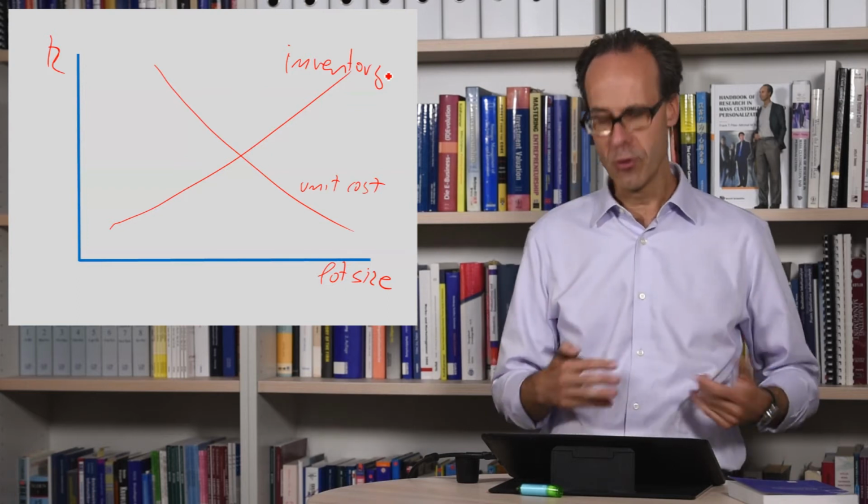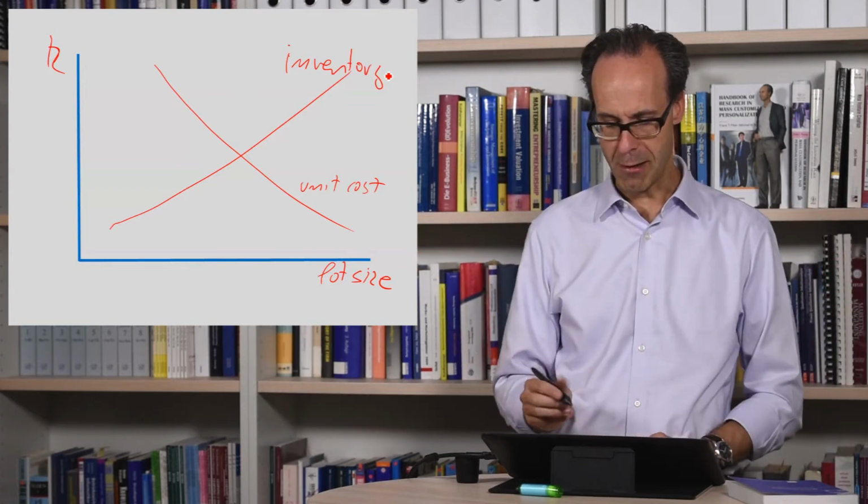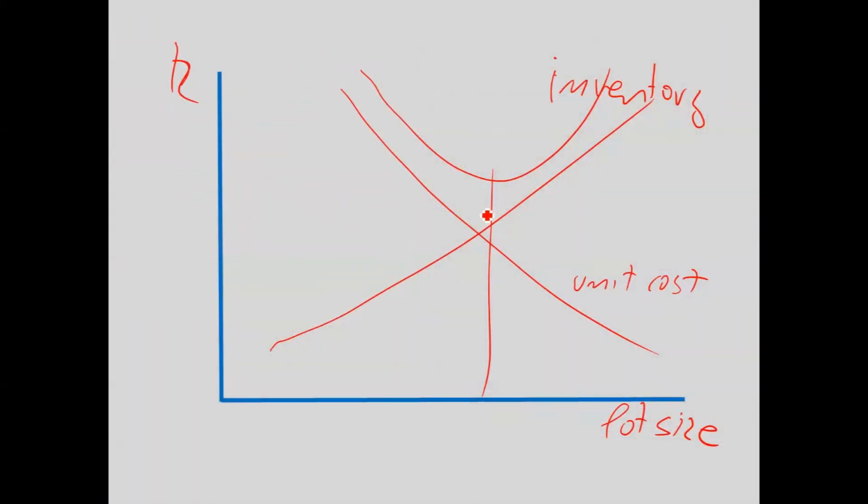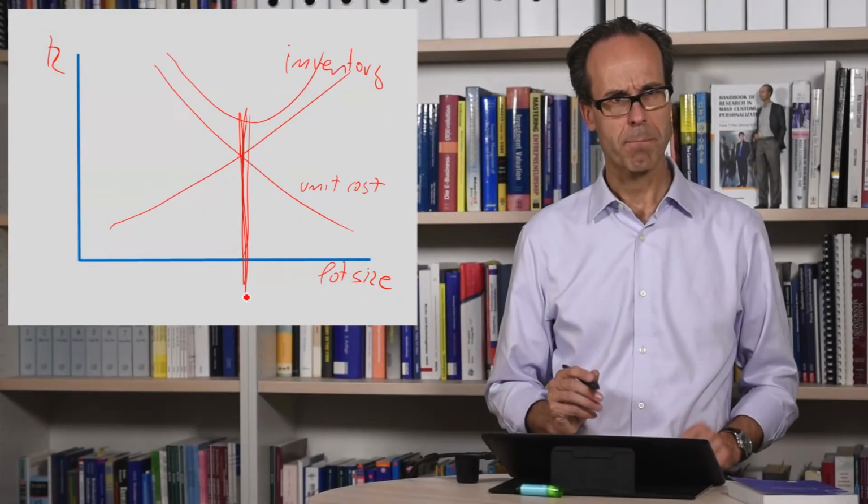So as a business student, you calculated all these formulas to find the optimal lot size, which, of course, should be in the crossing, should be here, where the total cost of the unit cost and the inventory cost is at its minimum. So it's the old picture.